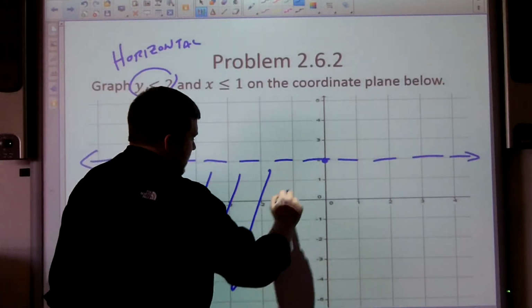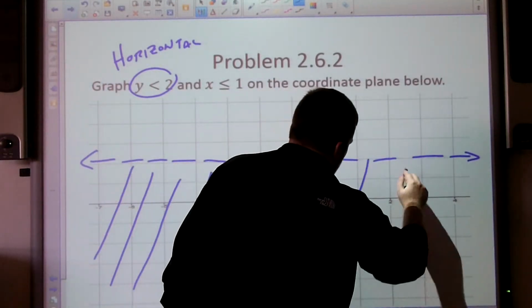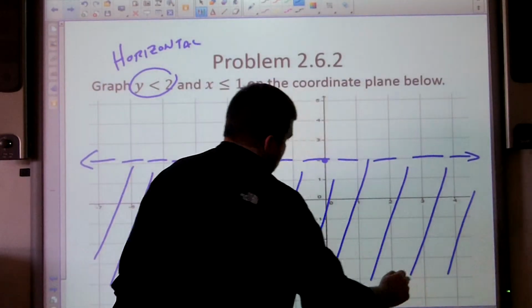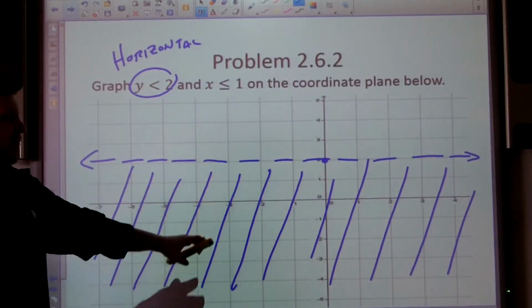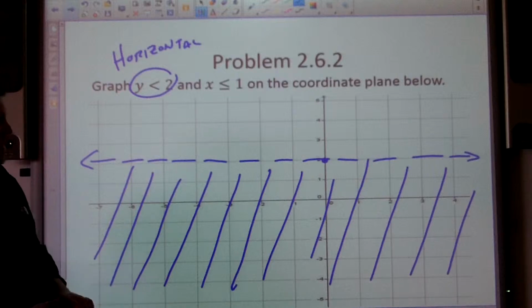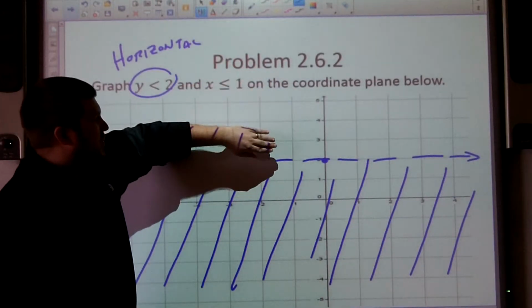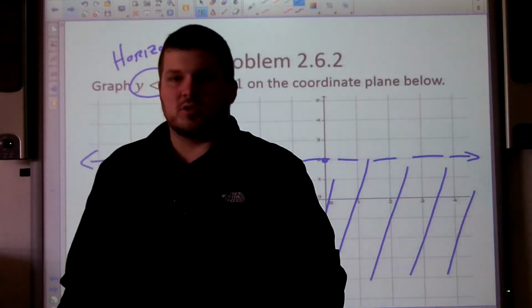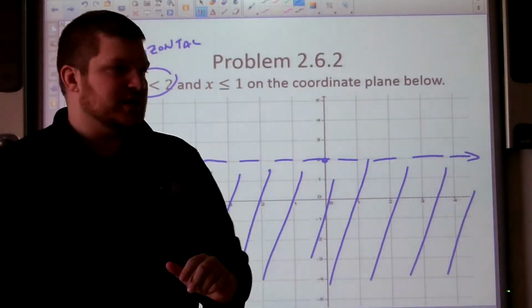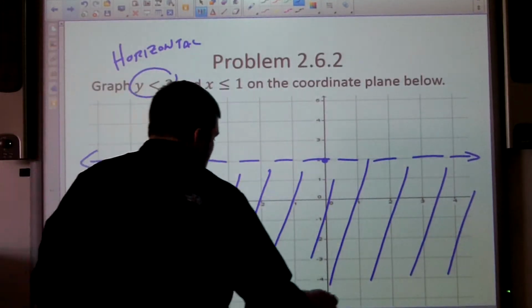Okay? So shade, shade, shade, shade, shade. So all of this is the half plane that represents the solution set. This is up above the boundary line. This is the half plane that represents the non-solutions, or the points that do not satisfy the inequality. All right, let's go into the other one.